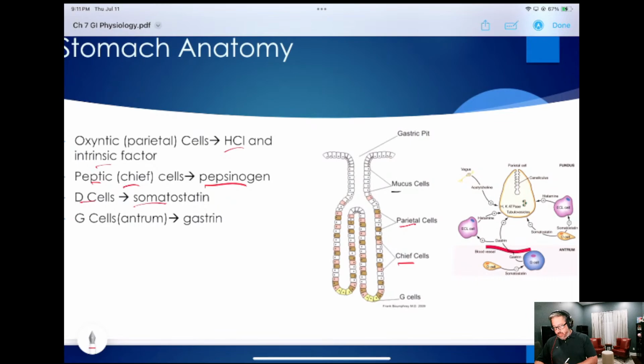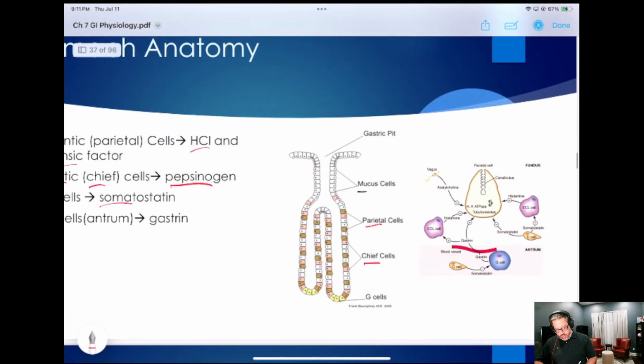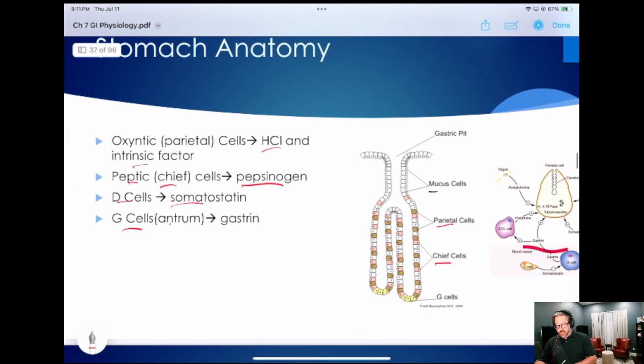D cells, so is your somatostatin. And they are not really labeled here, but we know that they exist. And actually, they're over here. There's the D cell. And we also have G cells in the antrum, and they produce gastrin. Remember what gastrin does? It goes in the bloodstream, promotes more gastric acid release, and gets our stomach ready for digestion.